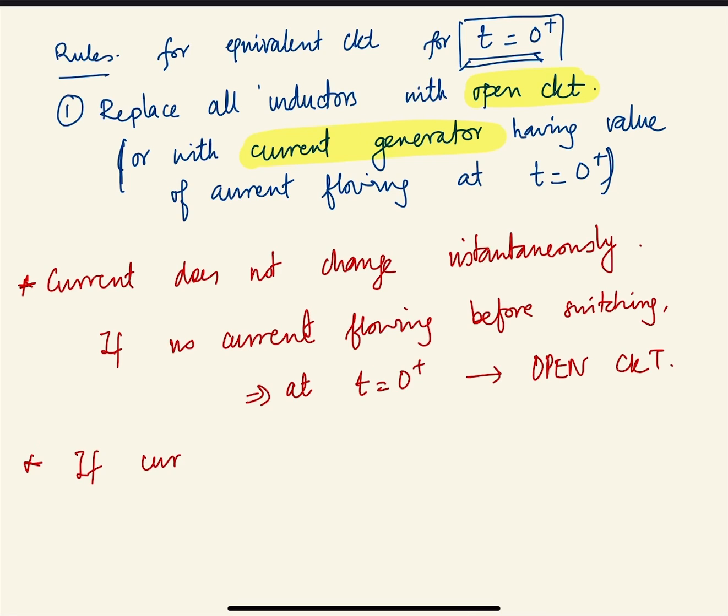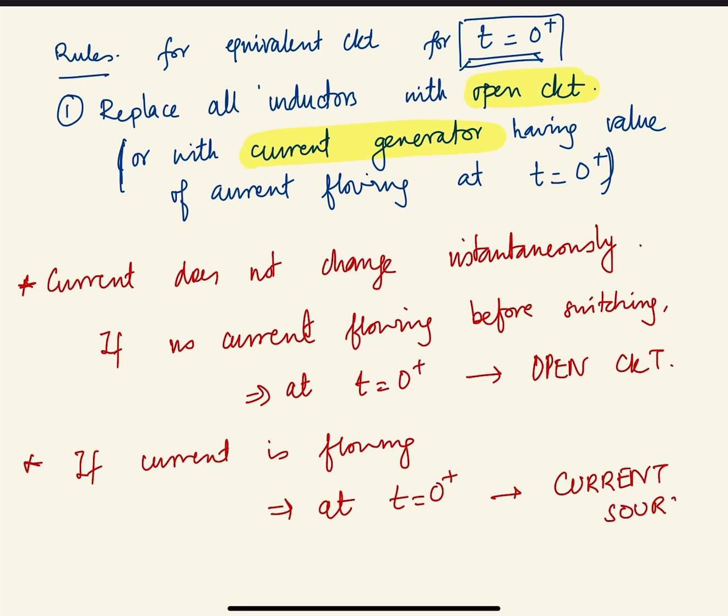If current is flowing, then at t equal to 0 plus, you replace the inductor with a current source. Okay, this is rule number one.